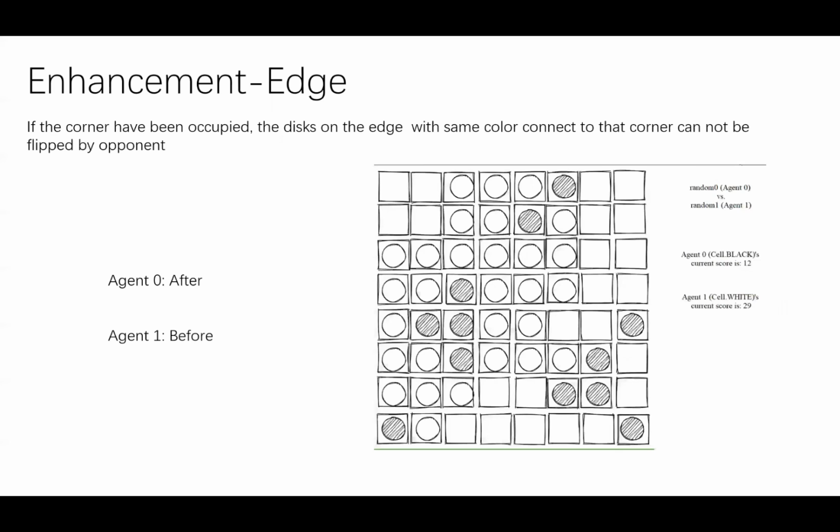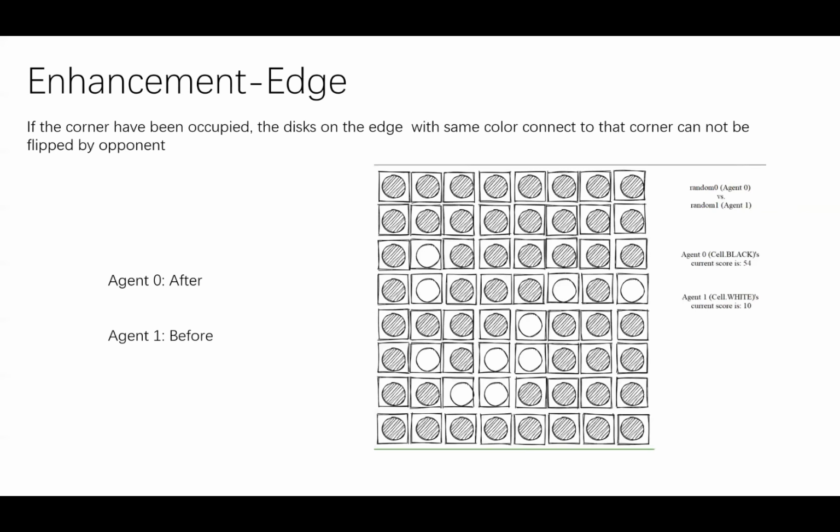Also, when the corner is occupied by our agent, the discs with the same color on the edge connected to that corner cannot be flipped by opponents. Let's see the effect. We can use this strategy to gain more score, which is stable.